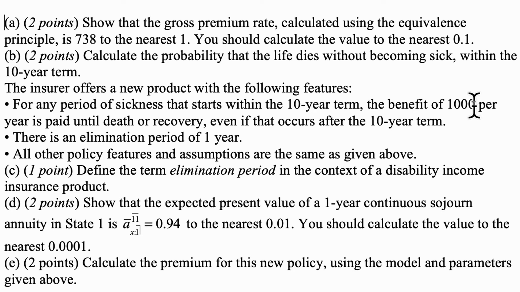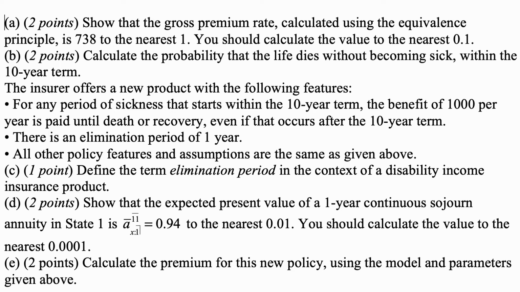The insurer offers a new product with the following features. For any period of sickness that starts within the 10-year term, the benefit of $1,000 per year is paid until death or recovery, even if that occurs after the 10-year term. There is an elimination period of 1 year. All other policy features and assumptions are the same as given above. Part C. Define the term elimination period in the context of a disability income insurance product.